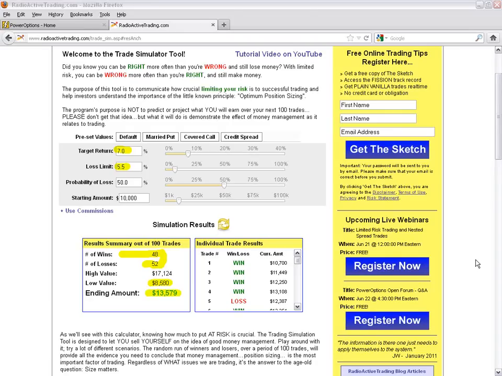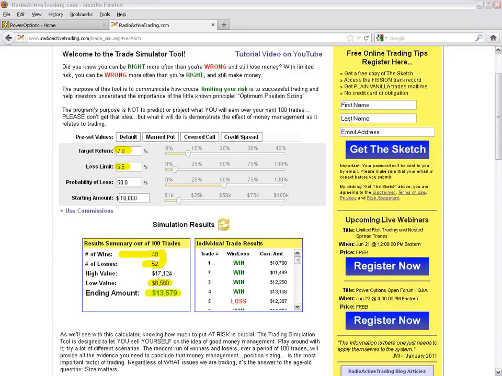And this trade simulator tool, you can go to this later on, radioactivetrading.com, click the resources tab, and you can put in your numbers for what you're expecting to make on a covered call position or a standard call or a naked put, what you're trying to limit your losses to, and then run those scenarios with your probability of loss and see how you'd come out over a track record of 100 trades. You can adjust the probability. You can even adjust the starting amount and factor in commissions also if you wanted to.